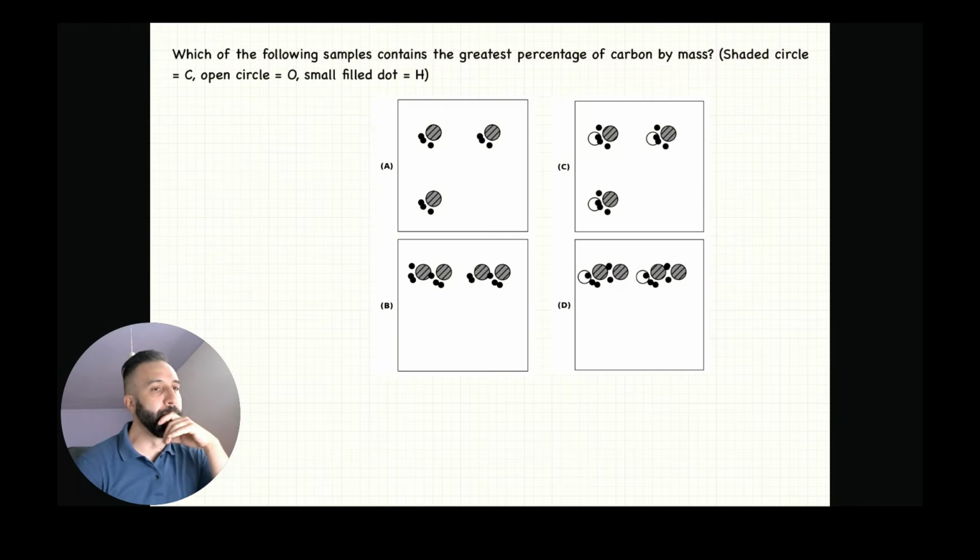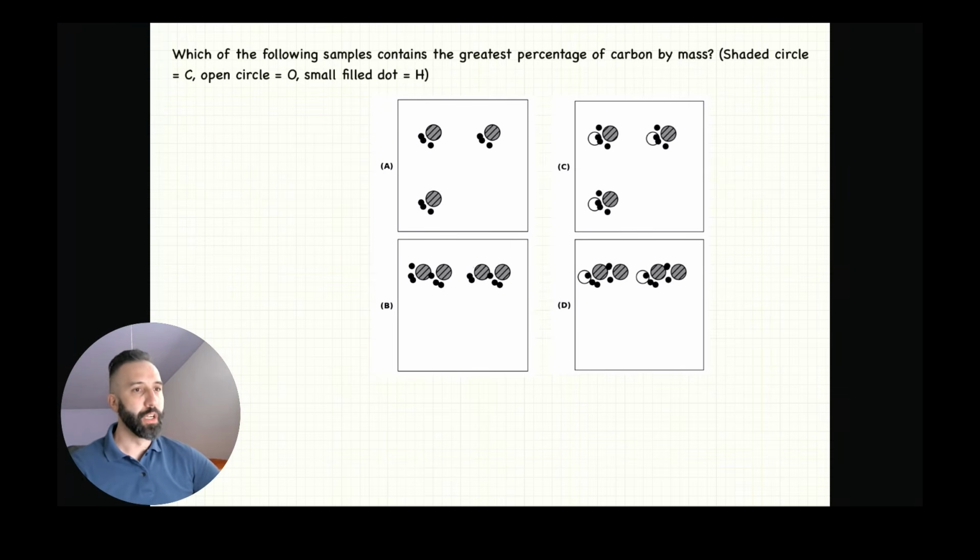Check this out. This is, again, a particle diagram, something they love to use. And you should know that this means 3 atoms, but it also can mean 3 moles. So basically, look at this. What did they say? Shaded circles are C's, small filled dots are H's, and these bigger white dots are just oxygen. So they want to know which one of these contains the greatest percentage of carbon by mass.